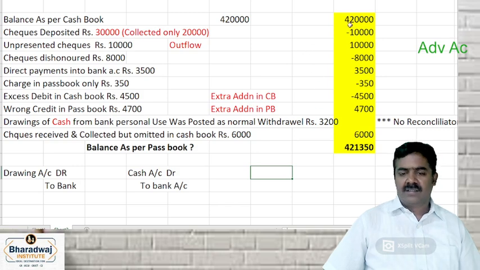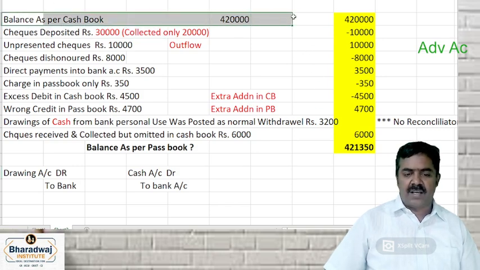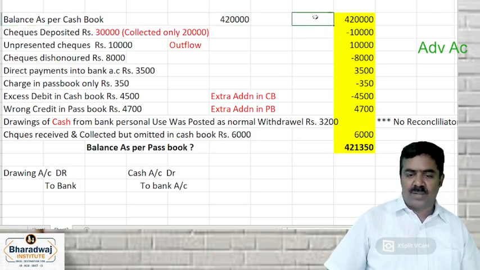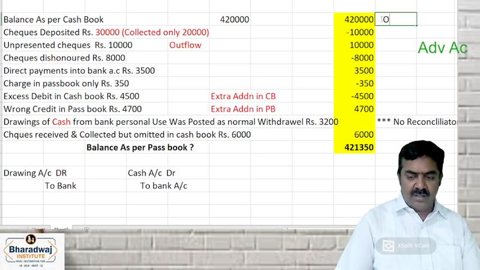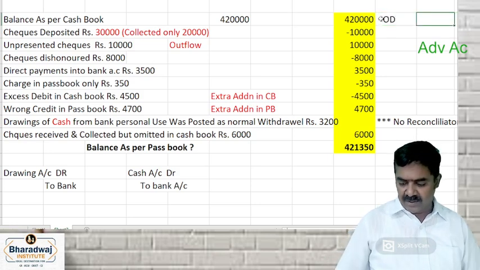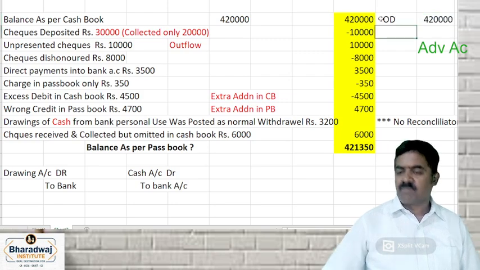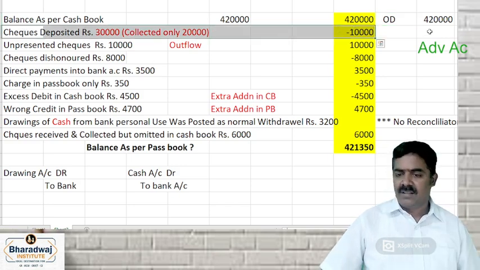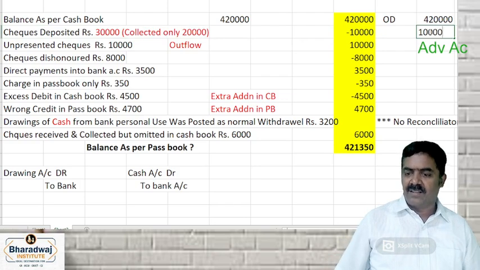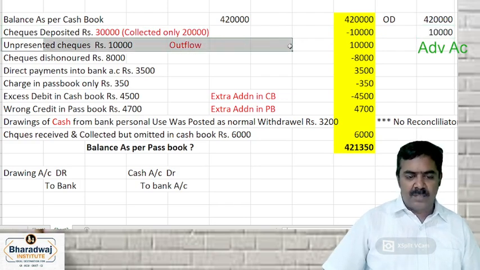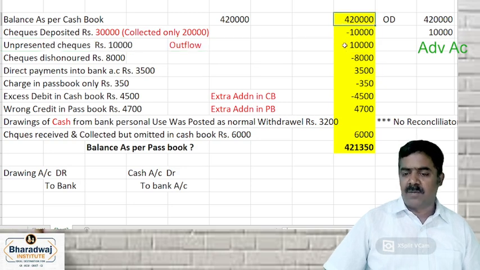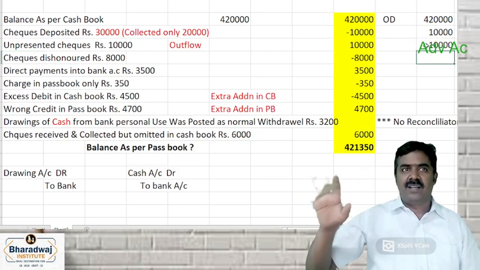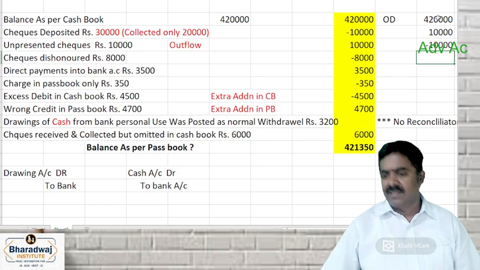Wait. Suppose instead of giving this balance as per cash book, they tell you OD as per cash book. The 4,20,000, if they had given OD 4,20,000, what would you have done? Simple. Think normally. Think normally, just change the sign. Minus 12 for OD becomes plus. Unpresented check: when it is a normal balance it is plus, when OD balance it is minus. So while reconciling, think normally. At the end change the sign.